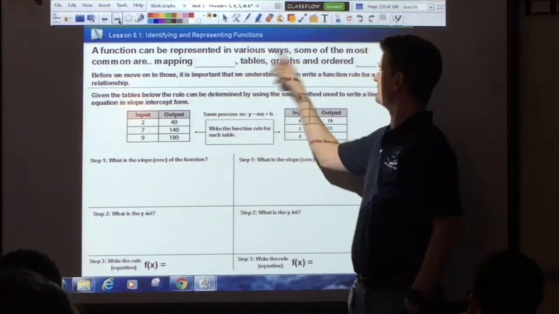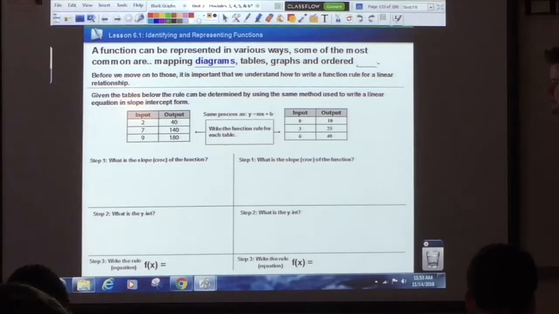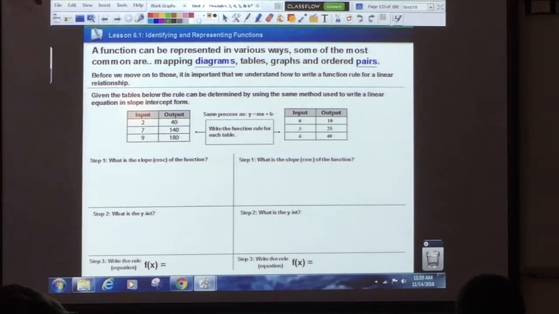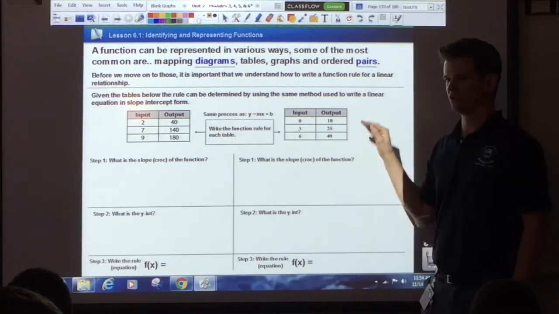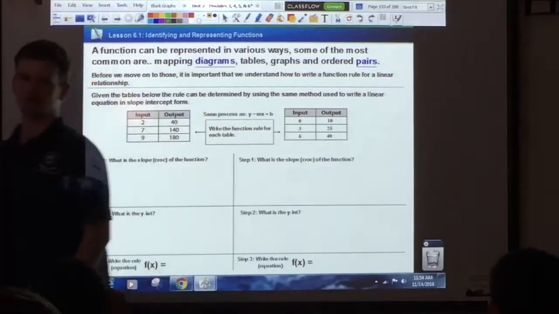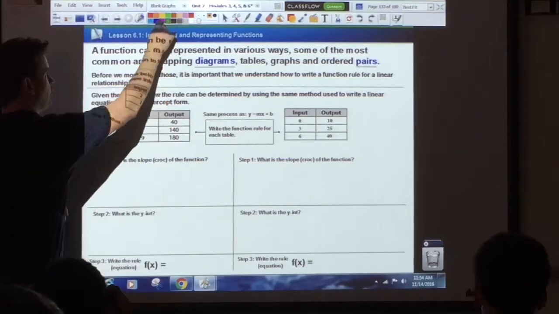So a function can be represented in various ways. Some of the most common are mapping diagrams, which we're going to talk about in a second, tables, graphs, and ordered pairs. But before we move on to that, I want to make sure that you understand how to write a function rule. Same exact process as writing an equation in slope-intercept form. This is something we all know how to do. Quick refresher, this is the only time you're going to see this in here. After this, I expect you to know how to write the rule. Then we'll move into all the different ways we can identify functions.